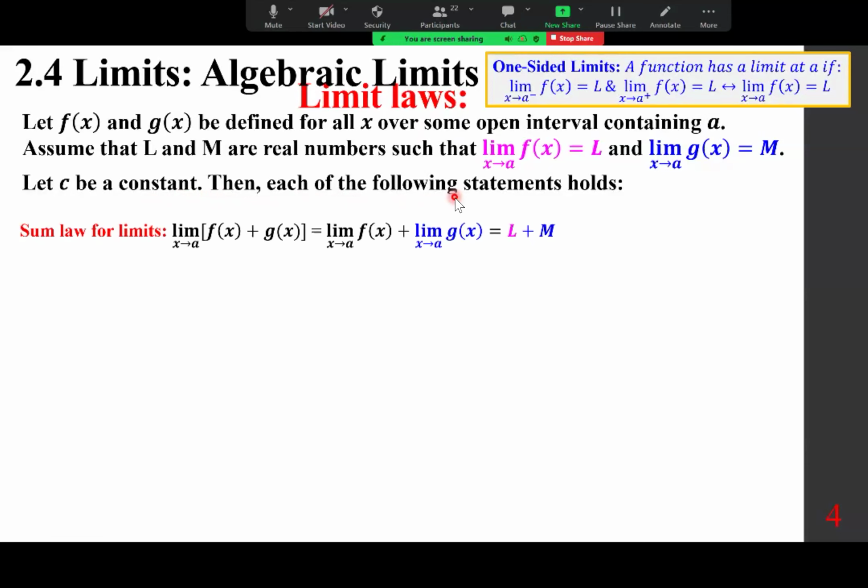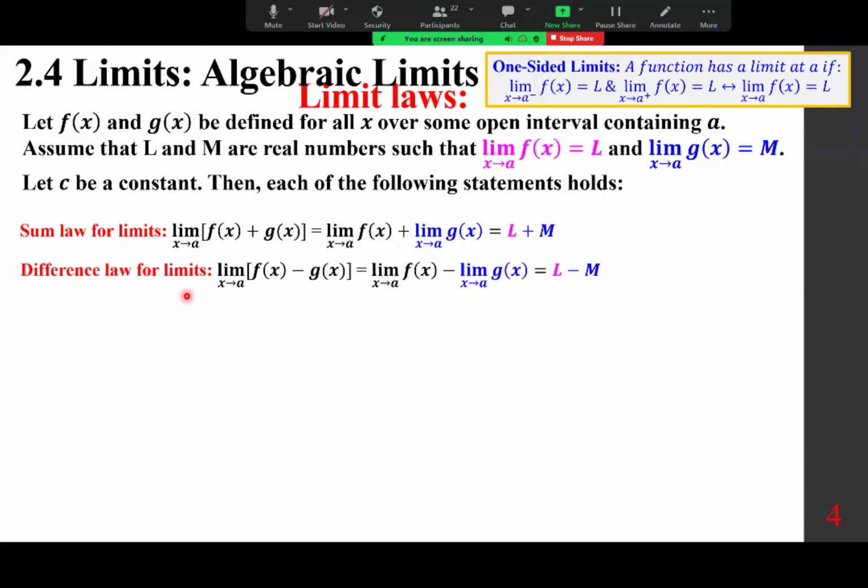In short, all of these statements look like the algebra of functions, but algebra of functions on limits. So for example, the sum law for limit says the limit of f of x plus g of x as x approaches a equals limit of f of x as x approaches a plus limit of g of x as x approaches a equals L plus M, meaning the limit of the sum is the sum of the limits. Difference law for limits. The limit of the difference is the difference of the limits, L minus M.